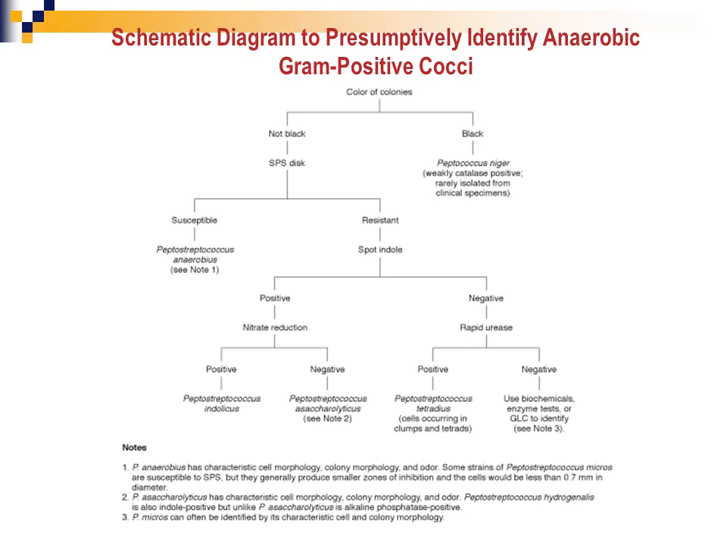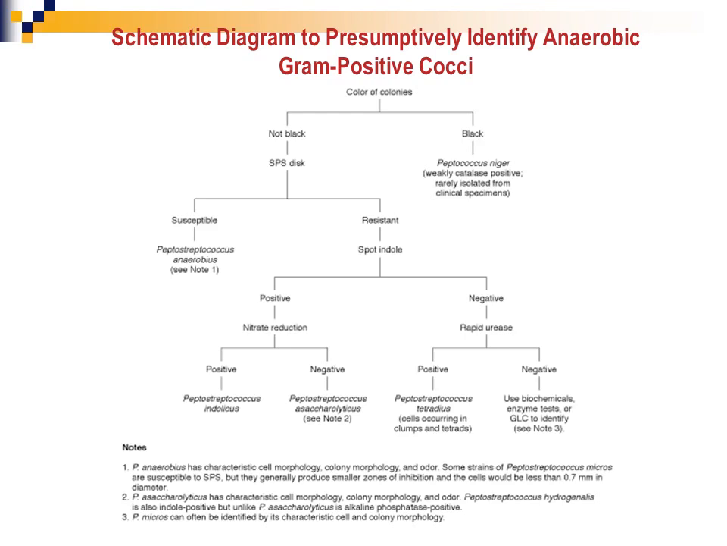So here's a flow chart of the gram-positive cocci. You'll first want to look at your macroscopic morphology, and if the colony is black, it would be a Peptococcus niger. If it is not black, you would want to look at the results of your SPS disc dropped onto your plate. If it is susceptible, the organism grows right up to the SPS disc, it is likely a Peptostreptococcus anaerobius. If it is resistant to the SPS disc, you'd want to do a spot indole test.